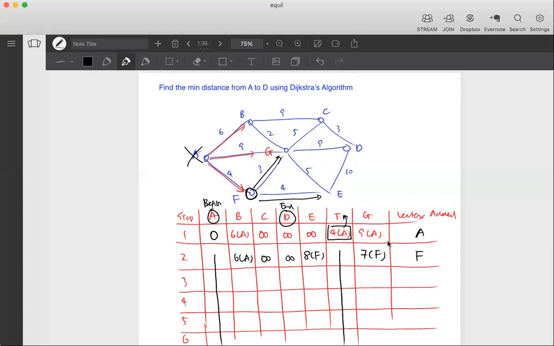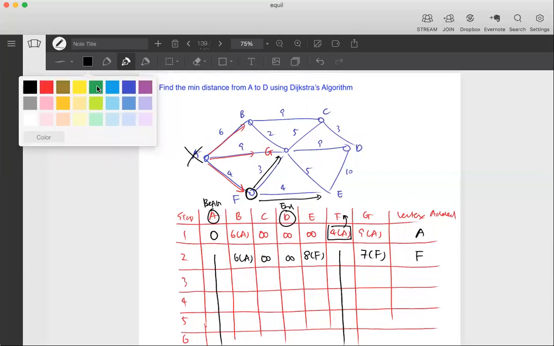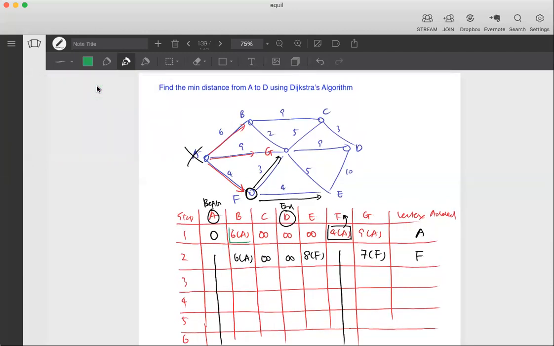Now let's decide the final conclusion. We find 6A is the smallest, so we're going to use this as our final conclusion, which is just A. So this 6A is from where? It's from B. So now we're going to add B.